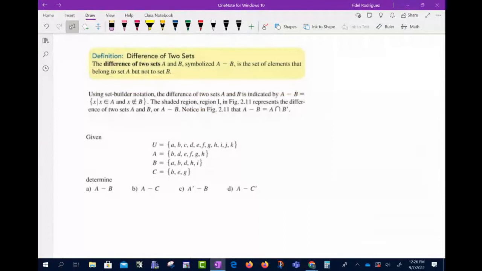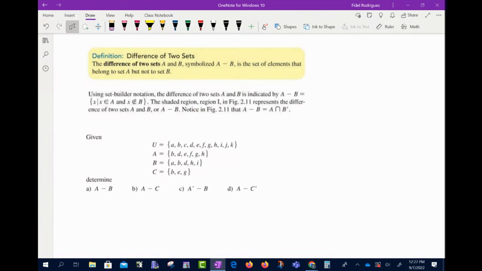Okay, and we have something called the difference of two sets. And the difference of two sets, y'all, is exactly how it looks. If you look at it, it says A minus B, right? That difference means subtract. It says it's a set of the elements that belong to the set A, but not to the set B.